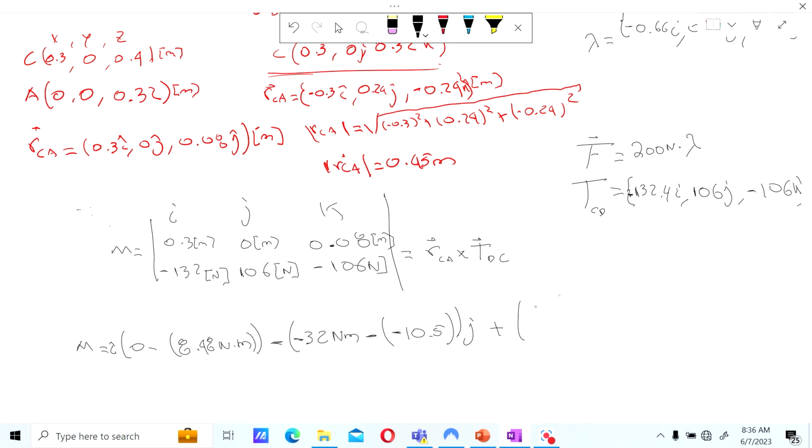31.8, 32, minus, 0, and K with units of Newton meter.